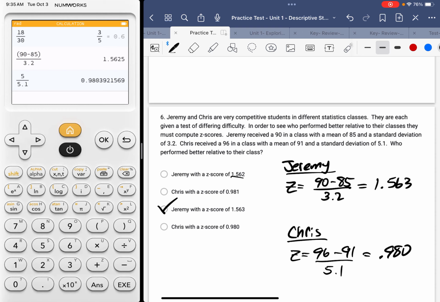Just be careful. I put this one in there as a choice because if you rounded incorrectly, then you'd select the wrong one. So be very, very careful about that.